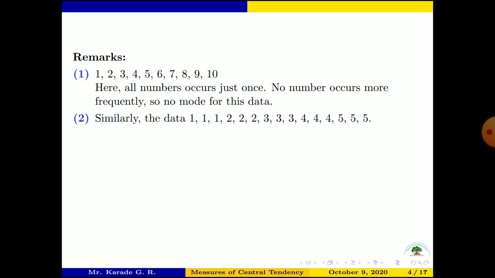Similarly, the data consisting of numbers 1, 1, 1, 2, 2, 2, 3, 3, 3, 4, 4, 4, 5, 5, 5. Okay, so consider this data. Here, which is that number which occurs more frequently? So see here, again, all numbers occur 3 times in this data. There is no number which occurs more frequently. We want only that number which occurs more frequently.